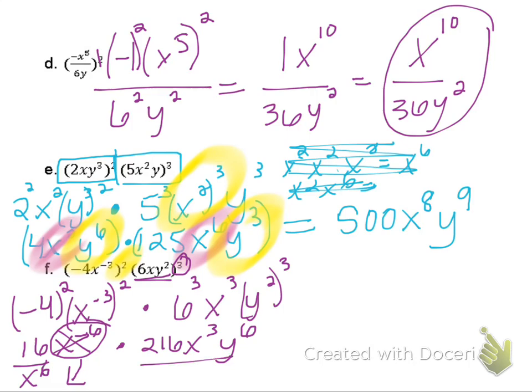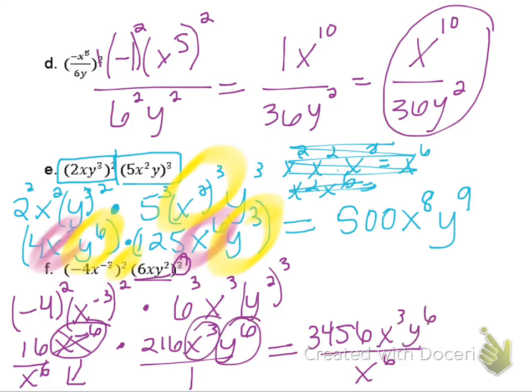So now I can put a 1 under this over here and multiply my numerators and my denominators. So in the denominator, all I have is x to the 6th power. Okay, and 16 times 216 on the top, my like terms, is 3,456. And then I have my x cubed right here, and my y to the 6th power right here.